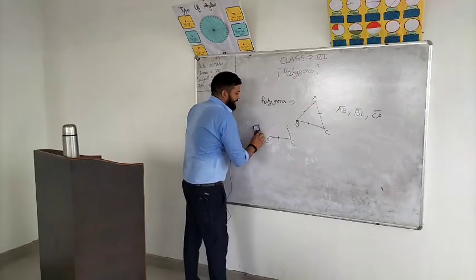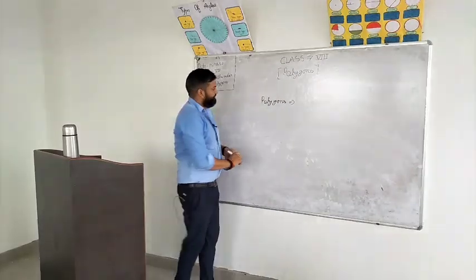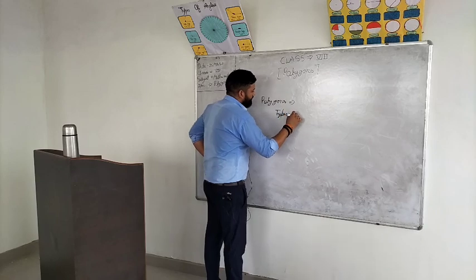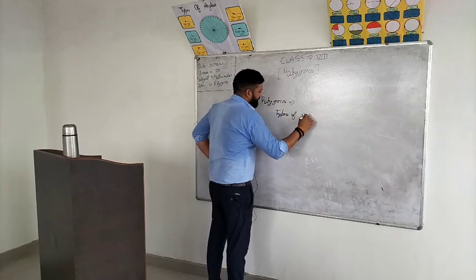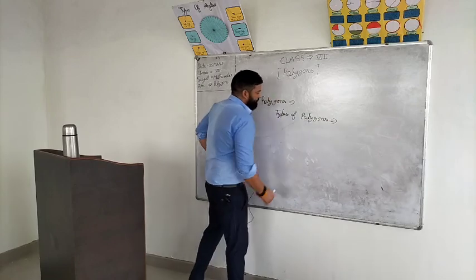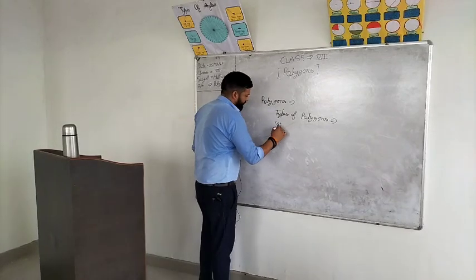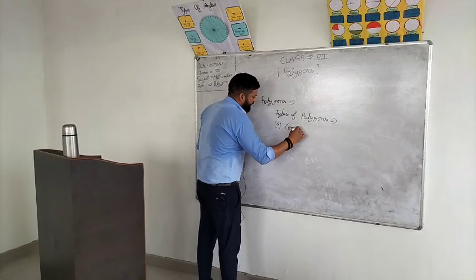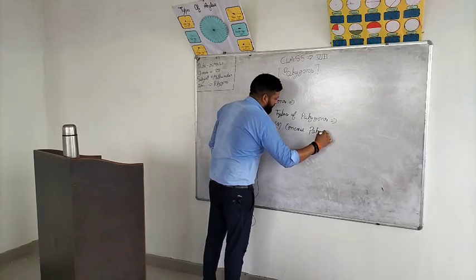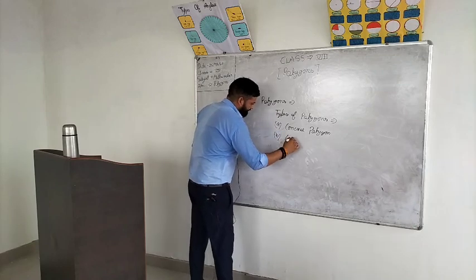So next, types of polygon. There are two most important types of polygon. Firstly, we will discuss the concave polygon, and the second one is the convex.